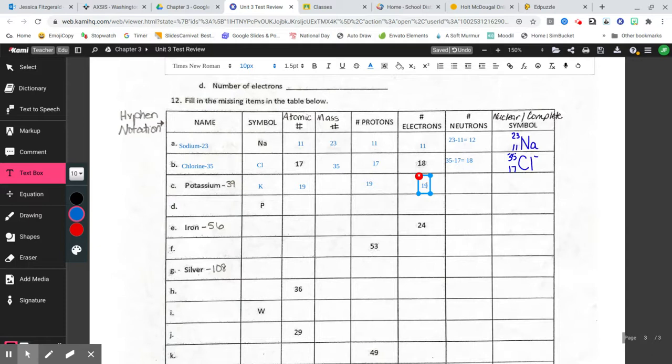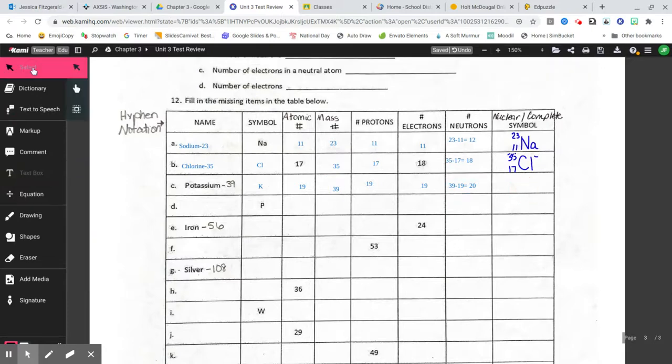So we have 19. Find your mass of potassium. Well, I gave you the mass number of 39, or you could look at it on the periodic table. Now, to find your number of neutrons, we're going to take your mass number, which is 39, minus your atomic number, which is 19, and that's going to give you 20 neutrons.